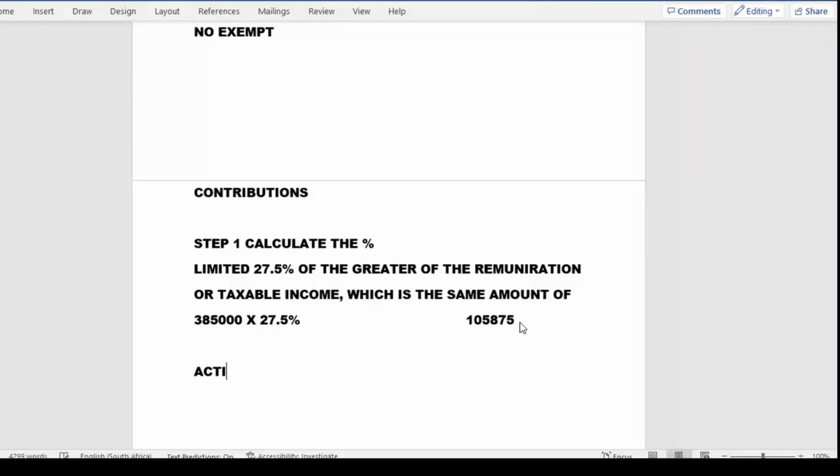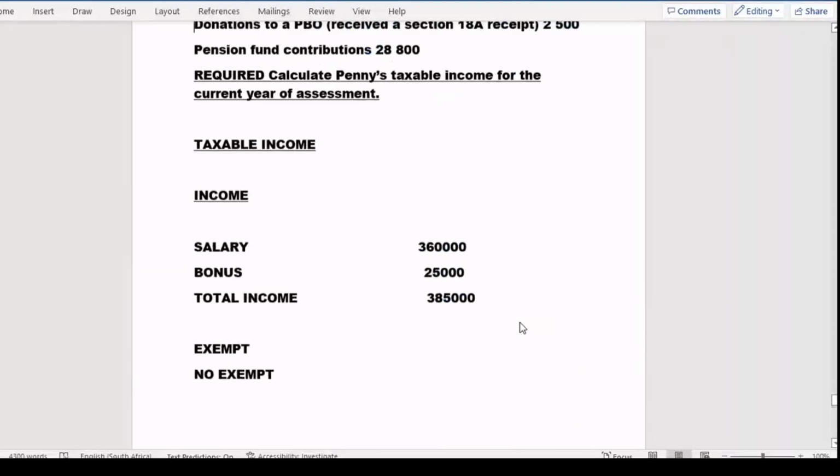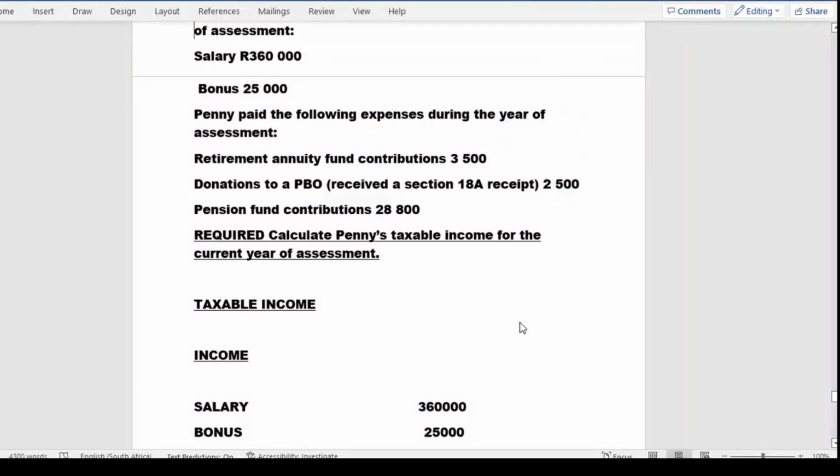Sir, can you please explain this thing of a cap of 350? Standard rule, it's given. It's like 27.5%. You can't come up with your own rate. Yes, you see how easy this is? Because you just copy and paste.